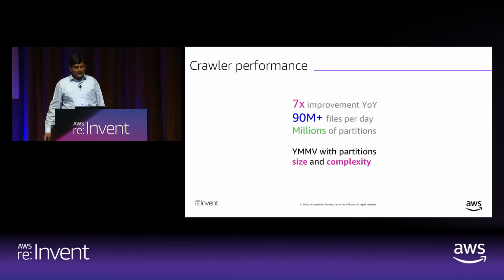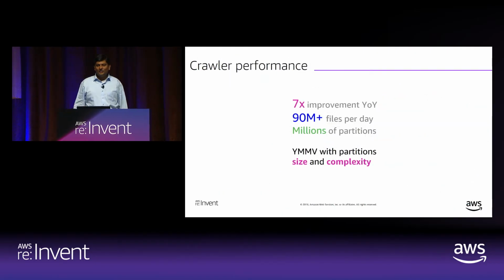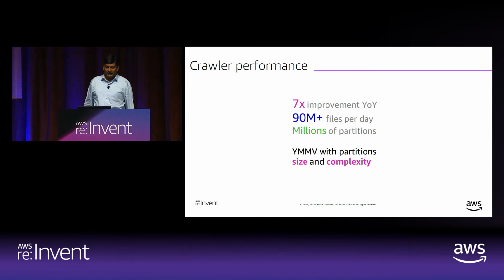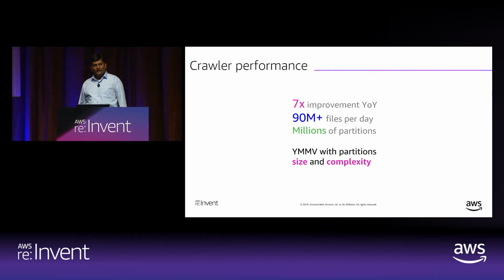Well, over the last year, we've been hard at work making this much better and more scalable. Crawlers are now 7 times faster than they used to be on average. We can run over nearly 900 million files in a day. Definitely can handle hundreds of thousands, if not millions of partitions. And of course, your mileage is going to vary depending on the size and complexity of the data, as well as the partition structures that you have.